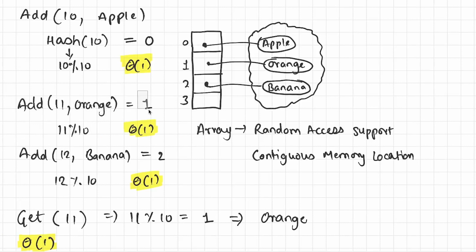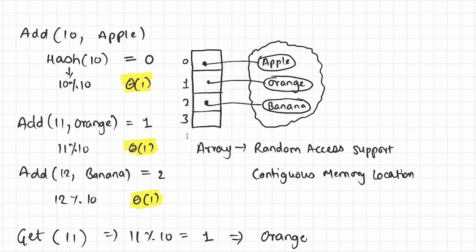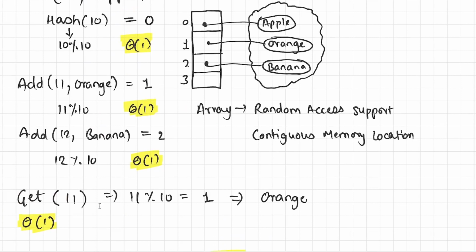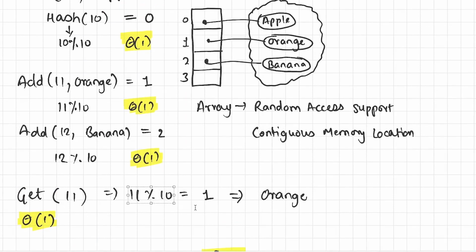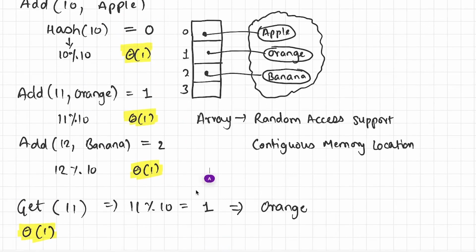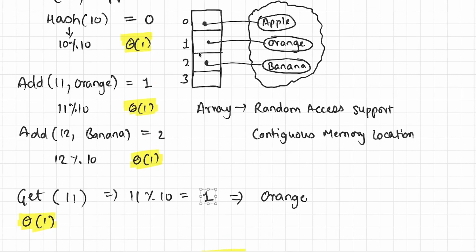It comes out to be 1. So the reference of the orange object must be stored at position 1. Similarly for banana also. Because of the array data structure that the map internally uses, we have support for random access. Why? Because the array stores all the references in a contiguous memory location. Now next, if you want to get a value that is associated with key 11, then again we have to do modulus with 10. It gives us 1, and then we can simply go to index 1 to get the reference of the object.